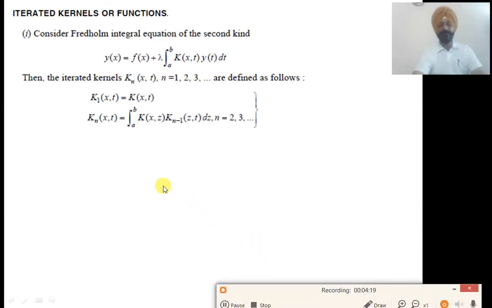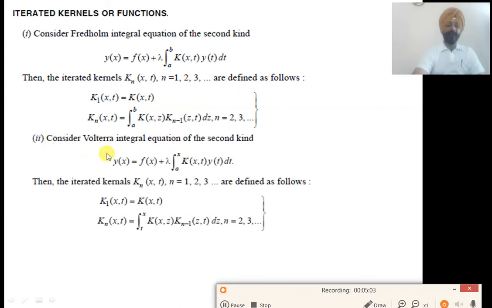Next part is iterated kernel or functions. Consider the Fredholm integral equation of the second kind: y(x) is equal to f(x) plus lambda integral from a to b k(x, t) y(t). The iterated kernels k_n(x, t), n from 1 to n, are defined as below. k1(x, t) is equal to k(x, t), and k_n(x, t) is equal to the integral from a to b of k(x, z) k_{n minus 1}(z, t) dz, where n is 2, 3, 4 and so on.